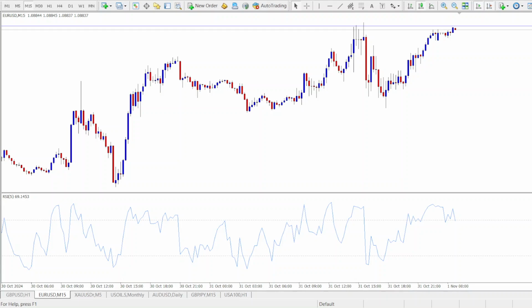Lastly, backtesting is crucial. So don't just take my word for it. Test out different RSI settings to see what works best for you. Okay? Analyze past price movements and simulate trades to understand how your chosen settings perform in different market conditions. This will help you refine your strategy and build confidence in your trading decisions.